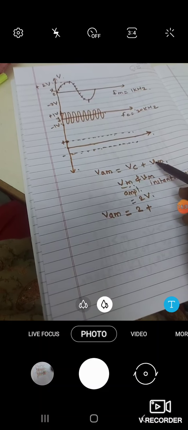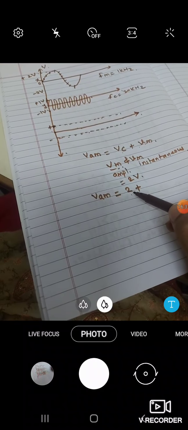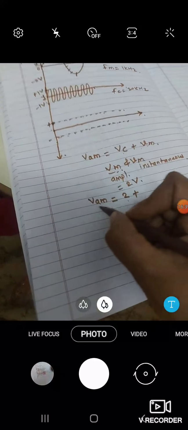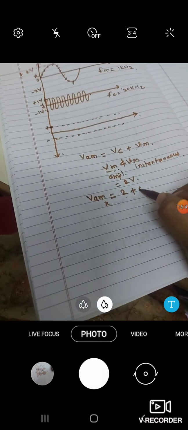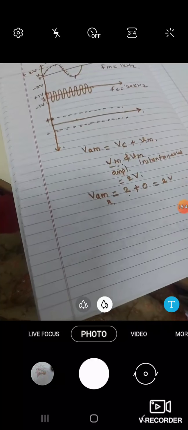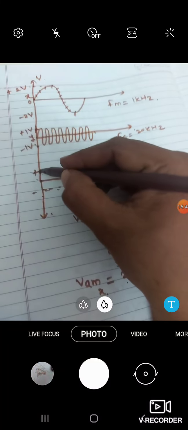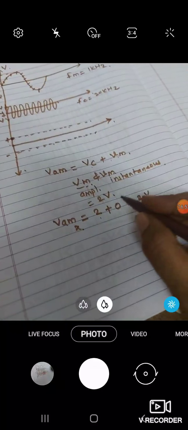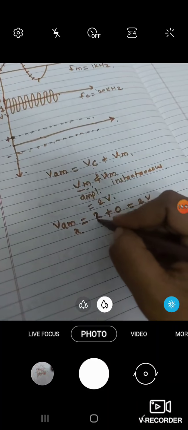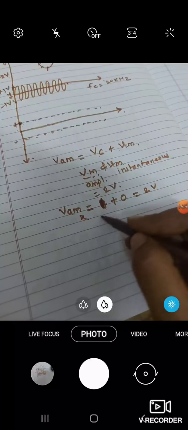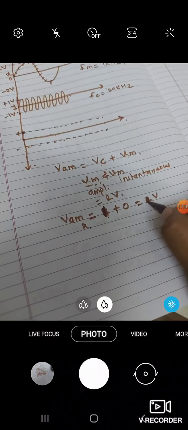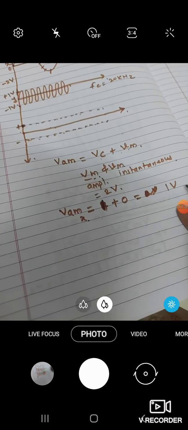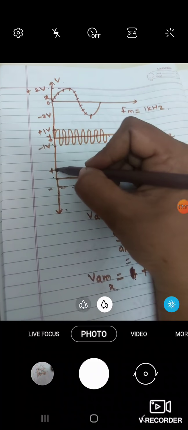VAM is equal to Vc plus Vm. The value of Vc is fixed at 2. What is the value of this Vm at this point? So VAM at point X is equal to 2 plus 0, so that is equal to 2 volt. So our waveform starts from 2 volt. Then what is the value of Vc here? It is equal to 1. So VAM is equal to 1 plus 0, that is 1 volt, which point is given here.